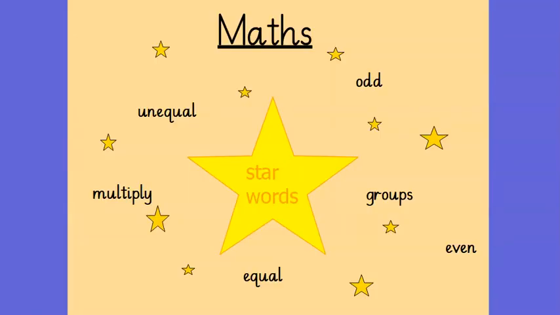Star words. My turn, your turn. Odd, your turn. Even, your turn. Groups, your turn. Equal, unequal. And multiply. If you were in school right now, I would make you do the symbol for multiply. You make a cross out of both your hands, but your cross is diagonal like that. So you do your hands diagonal in front of you.